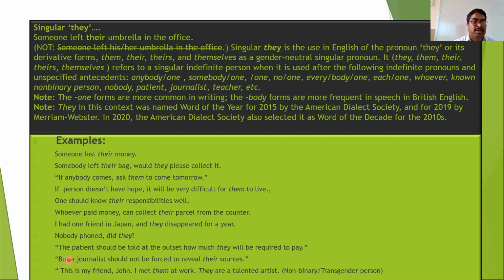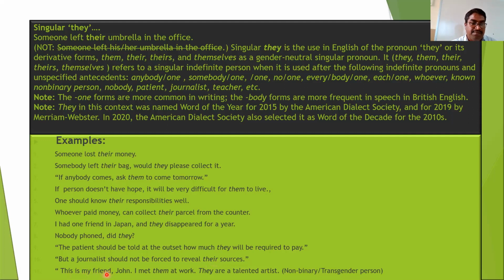Now look at the next example, the second last example. But a journalist should not be forced to reveal their sources, not his sources or her sources, because we don't know whether the journalist is a woman or a man, whether the journalist is female or male. Because a journalist can be either of these two. But here, this pronoun their is a singular pronoun. It has a singular meaning, not plural meaning. It conveys a singular meaning, right? Not plural meaning.